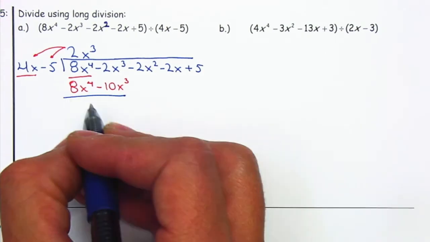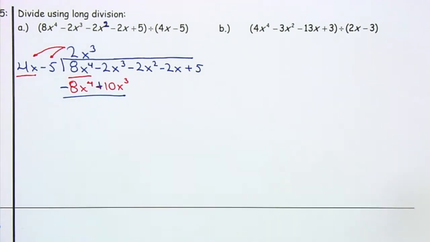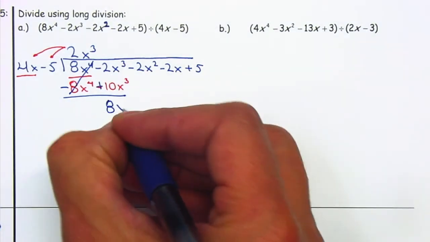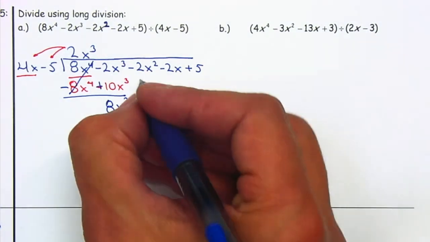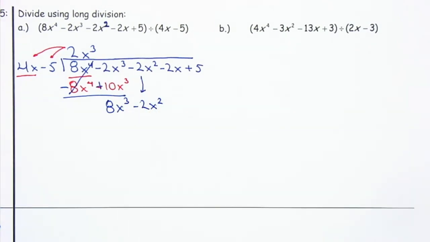I'm not going to draw the line. I'm going to change the sign. This becomes a negative. This becomes the opposite, so it becomes a positive. This always cancels. Negative 2x to the third plus 10x to the third is positive 8x to the third. Next, bring down the next number, negative 2x squared.